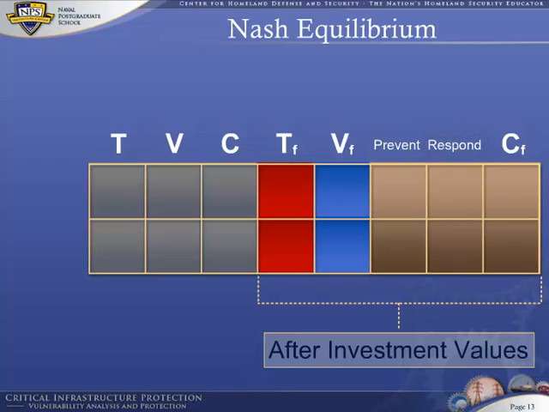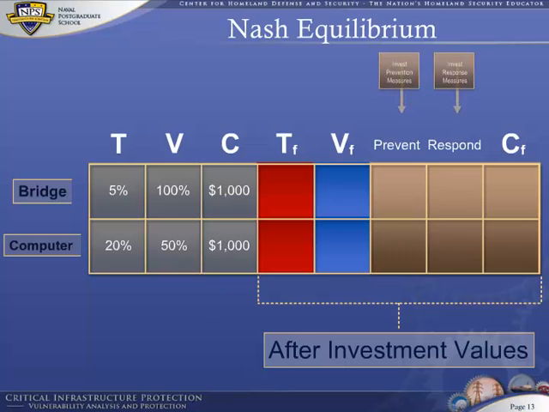Suppose there are two infrastructure targets, a bridge and a computer. Furthermore, assume the bridge has initial T, V, and C values of 5%, 100%, and $1,000, respectively. Similarly, suppose the computer T, V, and C values are 20%, 50%, and $1,000 initially. Also assume each player has $500 in resources to apply to maximization and minimization of risk.